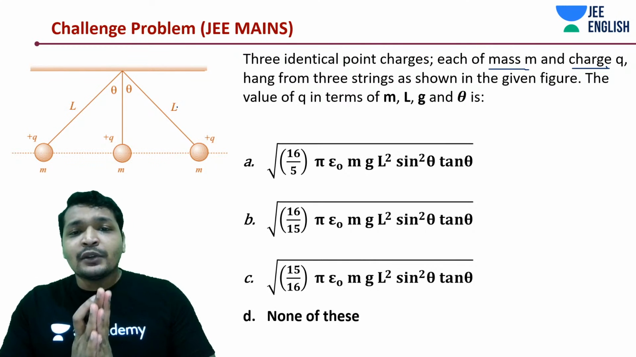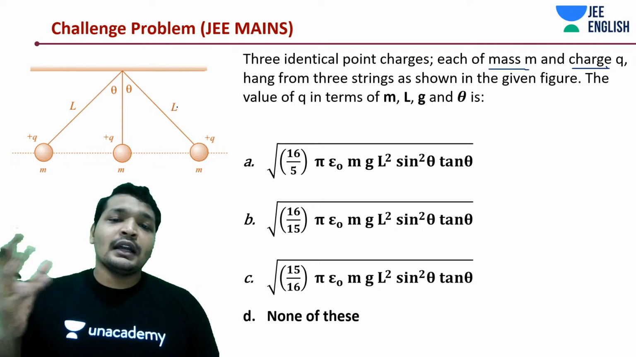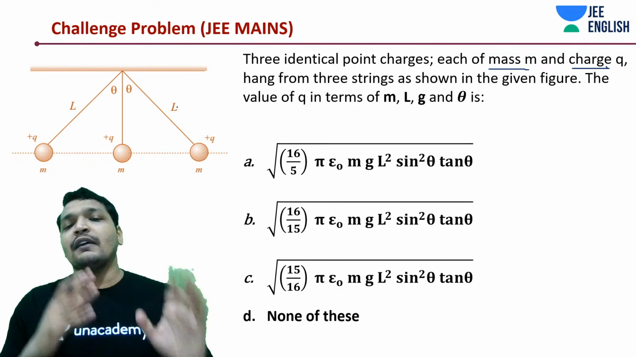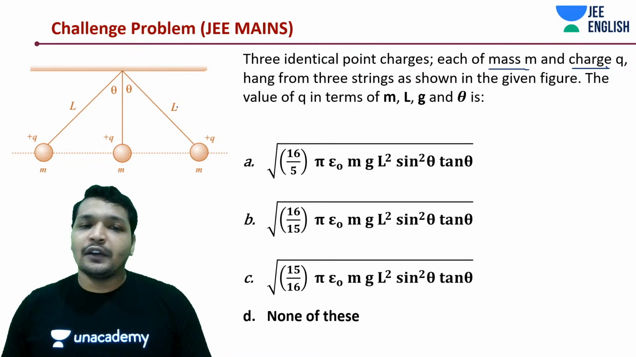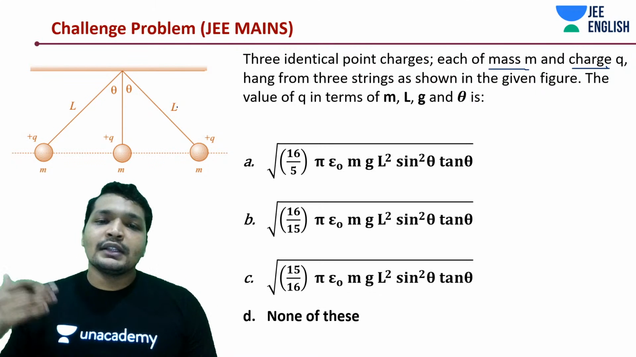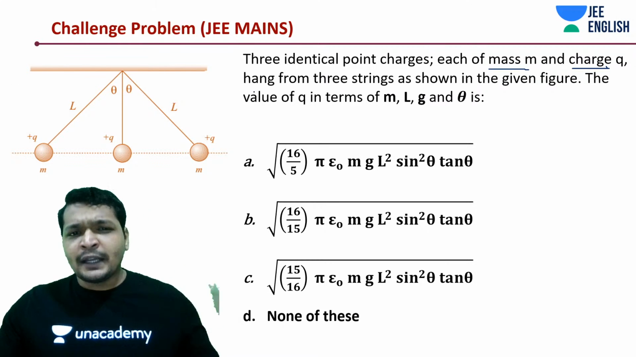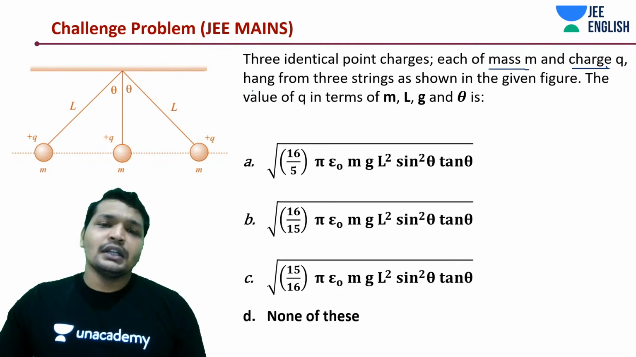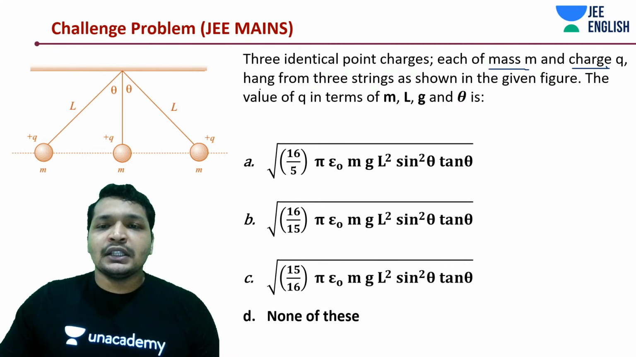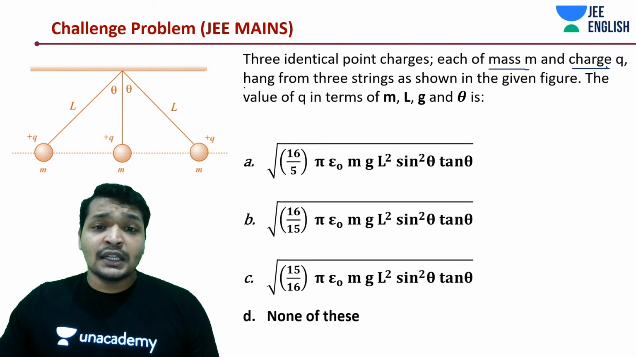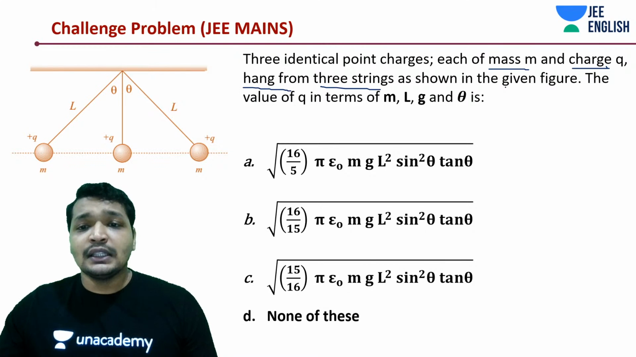But a hanging pendulum with some mass and a charged pendulum is what you can typically expect, guys. This is a frequently asked kind of model problem, the type of problem that you can expect. It typically involves tension. You understood that. So there are 3 identical point charges, each of mass m, and they hang from 3 strings as shown in the given figure.